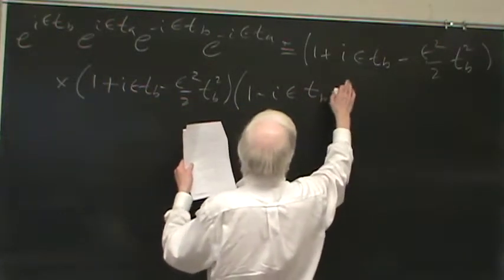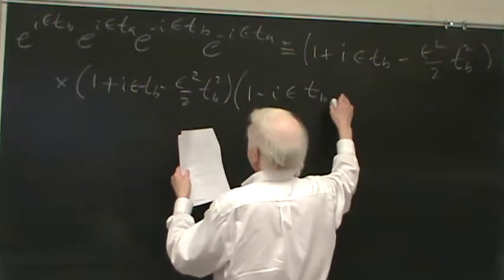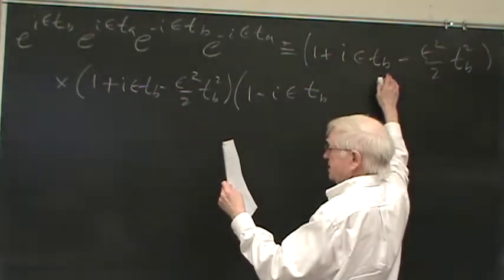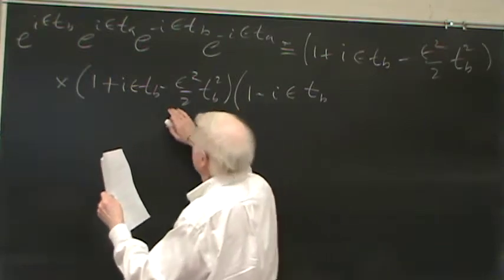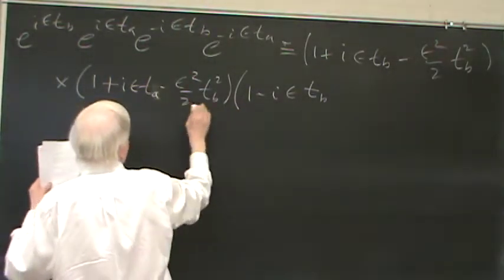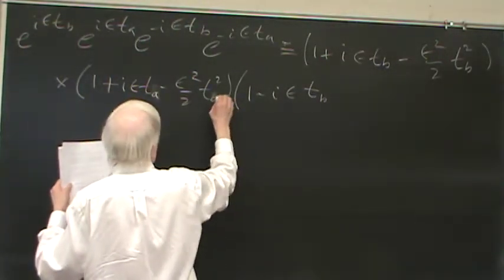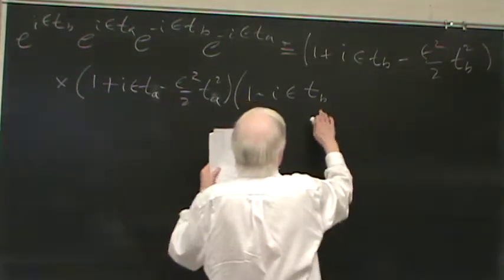wait a second, what am I doing here? I've got to get the B's and the A's straight. This one was an A. This is the second one. This is B.